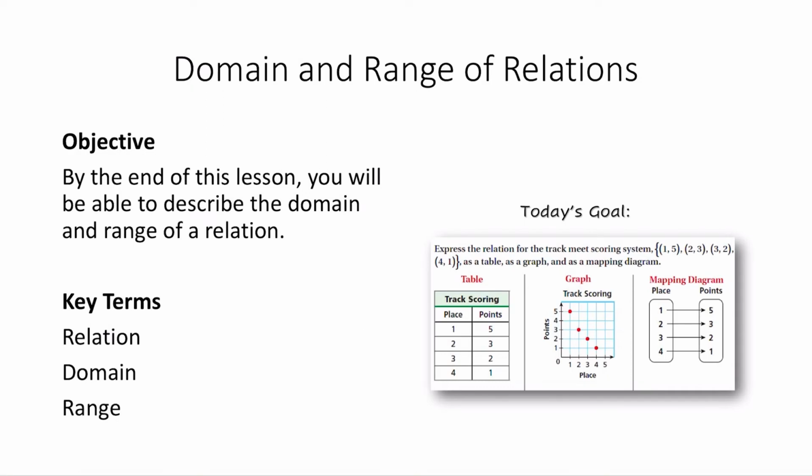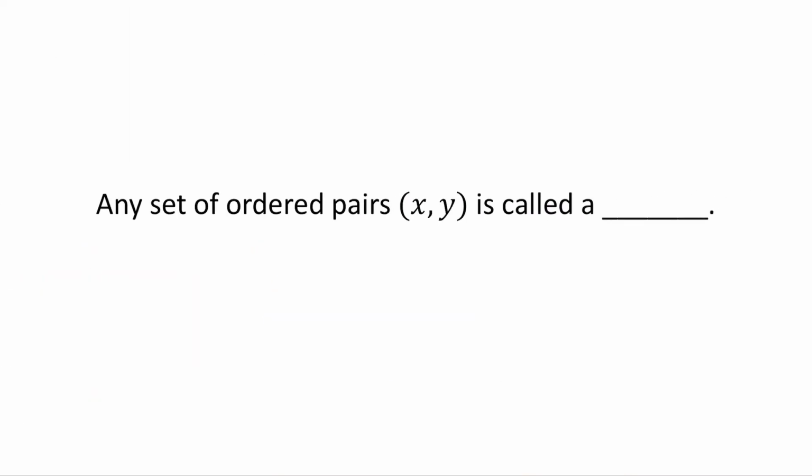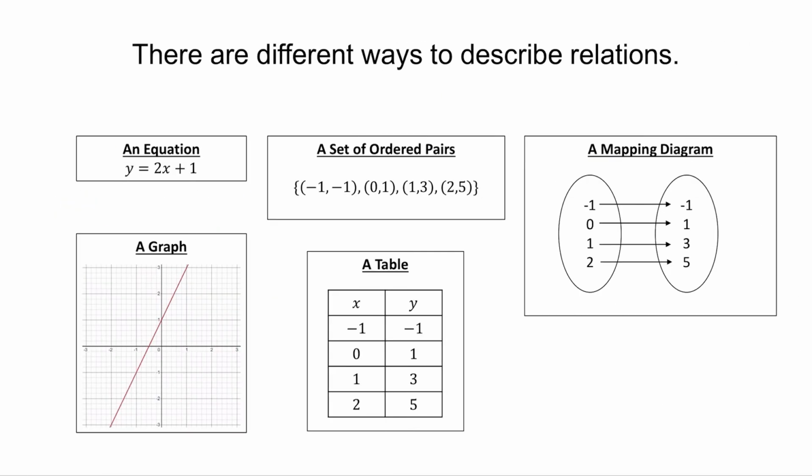In this video, we're going to talk about how to describe the domain and range of a relation. So any set of ordered pairs, x, y, is called a relation. There are different ways to describe relations. In this slide, it shows you 5 different ways that we can represent the same relation.